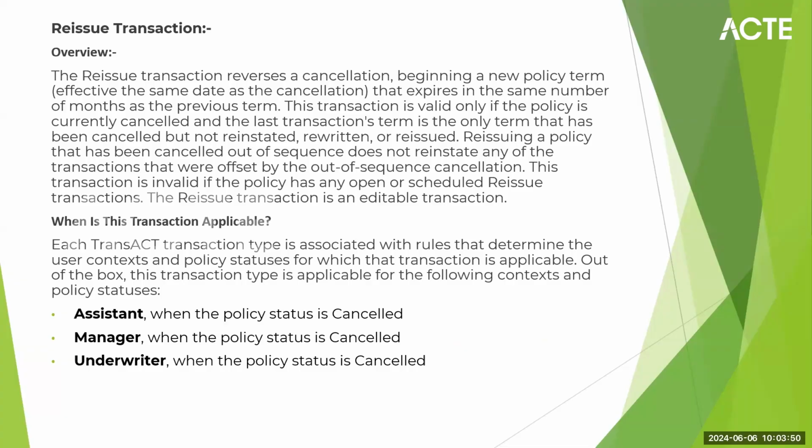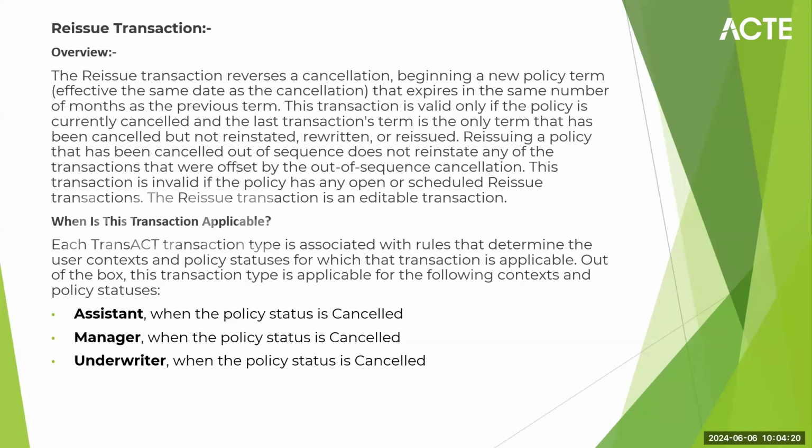A reissue transaction reverses the cancellation from the beginning of a policy term. The same effective date as the cancellation will be displayed for the reissue effective date as well. That expires with the same number of months as the previous term. The transaction is valid only if the policy is currently cancelled and the last transaction term has been cancelled but not reinstated, rewritten or reissued.